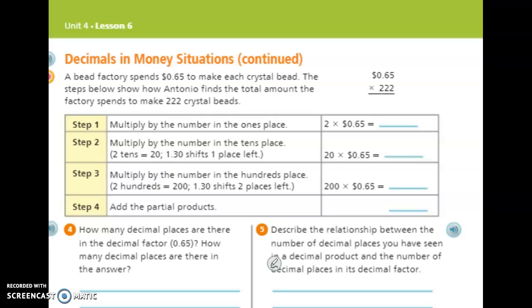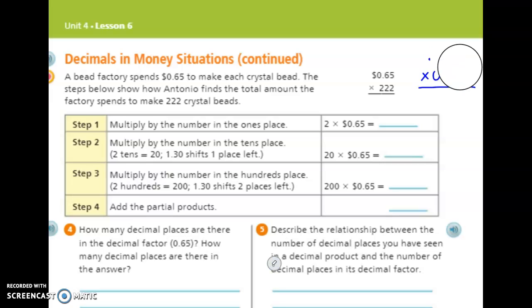Here's another money problem. A bead factory spends 65 cents to make each crystal bead. The steps below show how Antonio finds the total amount to make 222 crystal beads. Now this kind of drives me crazy the way they set this problem up. I like to put the longer number up on the top like this and put the shorter number on the bottom. Okay, so that's just a personal preference, but we can do it like this.